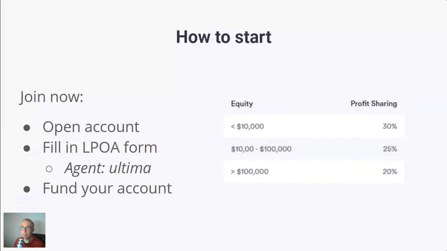But yeah, we wanted to keep the opportunity open for everyone. So that's why we have no minimum for the moment, and we want everyone to have a chance to boost their accounts.